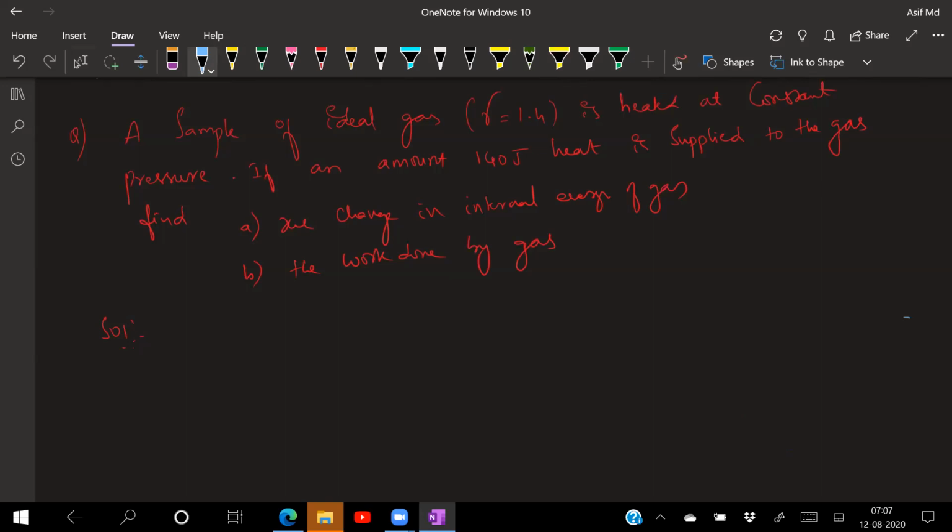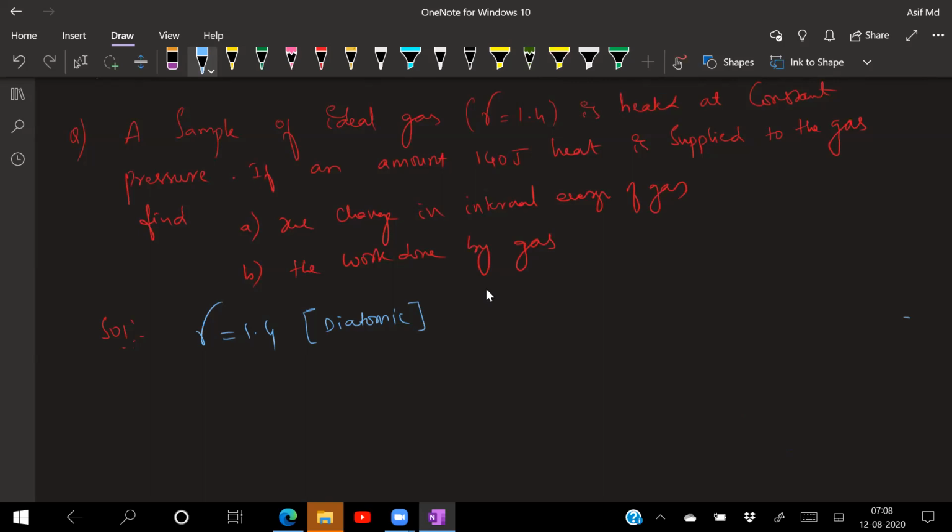A sample of an ideal gas. What is the gamma value? Gamma value is given as 1.4. 1.4 means which gas? Diatomic gas. Very good. You try to write all these things on a small paper and stick it to some wall, beta. Otherwise you can't do it very fast. Write all these gas values, CP, CV, and gammas of monoatomic, diatomic, and triatomic gases, and stick it wherever you are sitting. In 2-3 days you will become perfect. The moment you see the value, you can tell whether it's diatomic or triatomic.